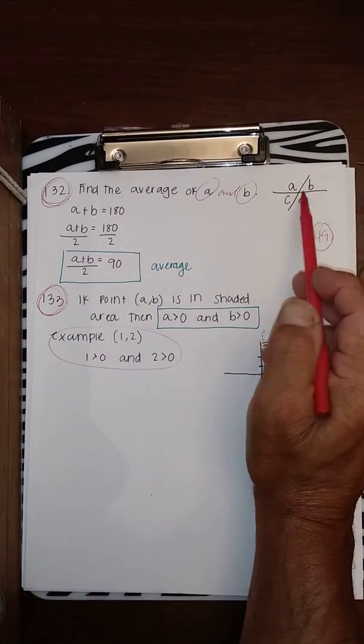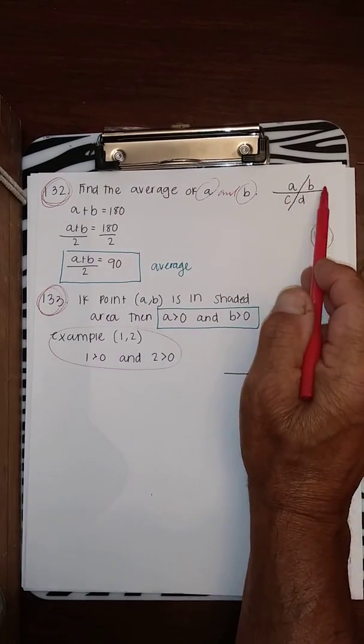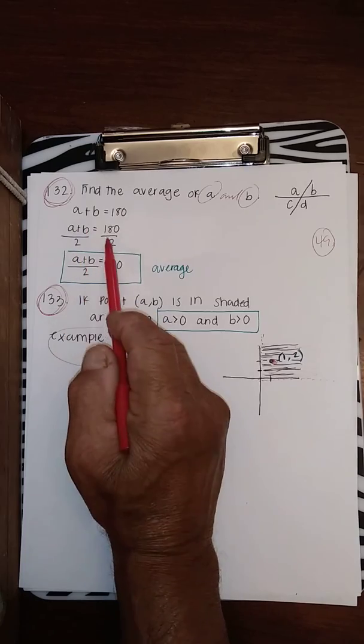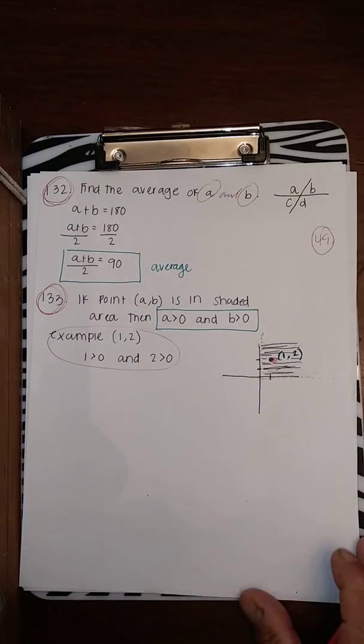Find the average of A, B. A, B is 180 right here. So A plus B is 180, divided by 2, so the answer is 90.